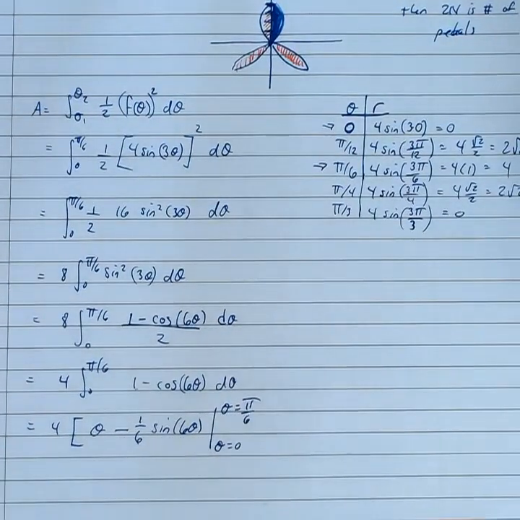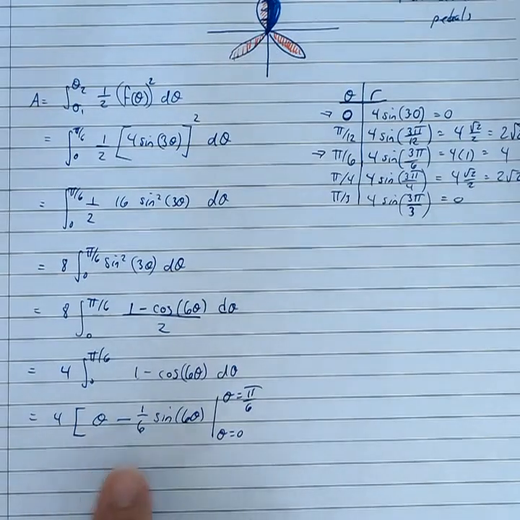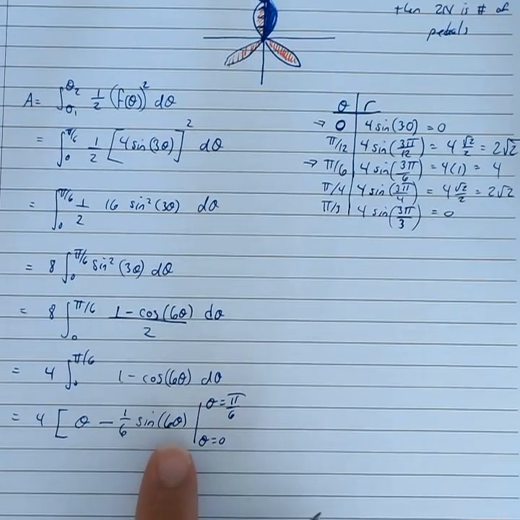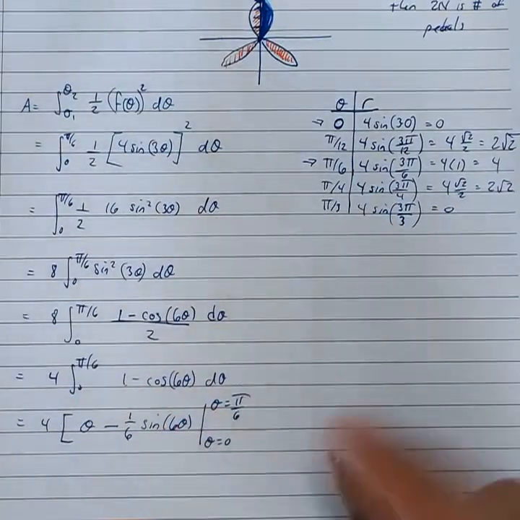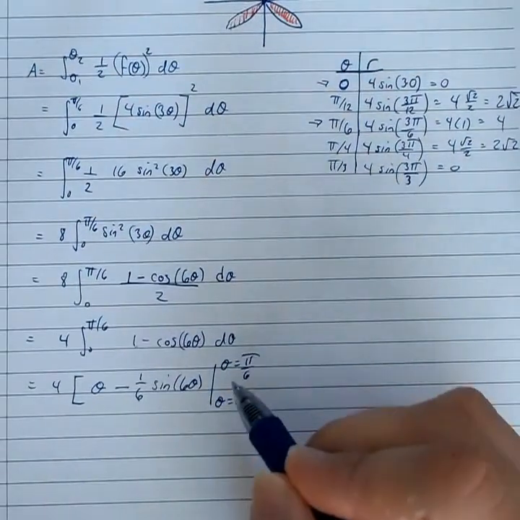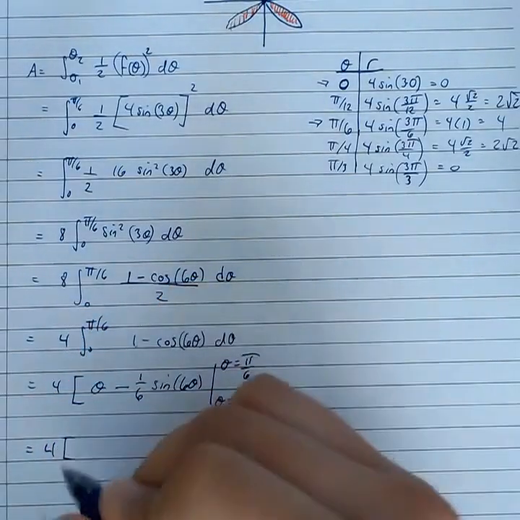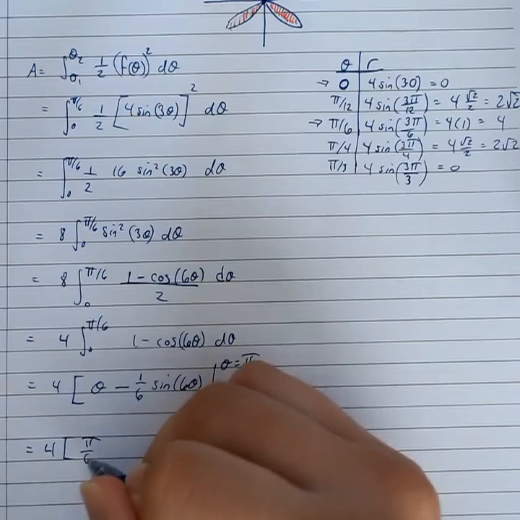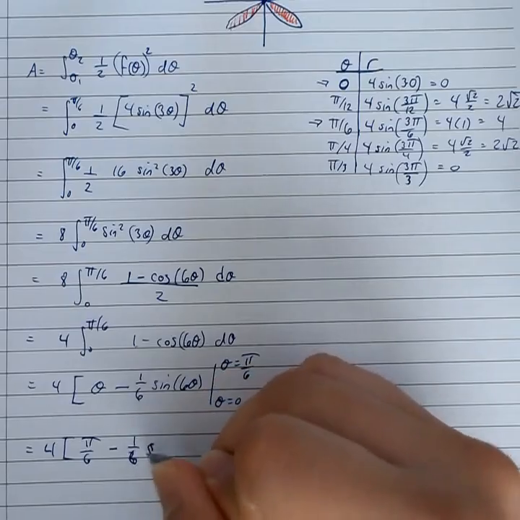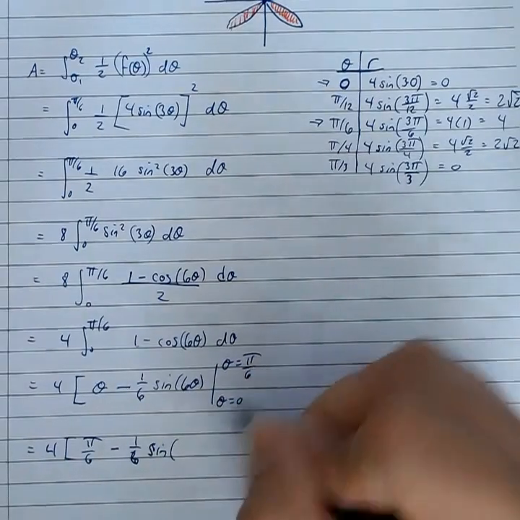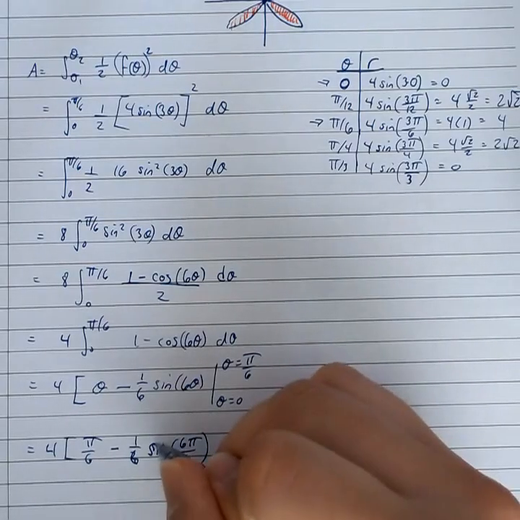All right, so let's do that. Here, if we plug in 0, notice that all of that's going to become 0. 0 minus 1/6 times the sine of 0, or in other words, 0 minus 0. So here, plugging in 0 won't make any difference, which is nice. That's one less thing to worry about. But now plugging in pi over 6, well, let's see what happens. That's going to be 4 times pi over 6 minus 1/6 times the sine of 6 times pi over 6, which is 6 pi over 6, or in other words, just pi.